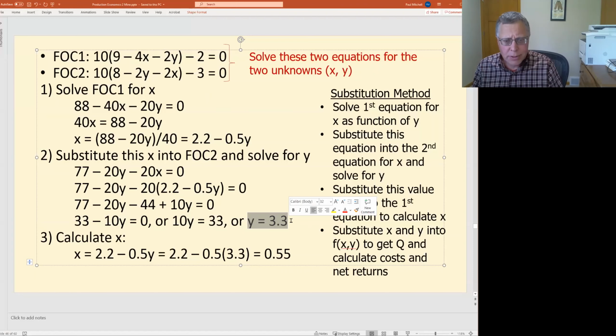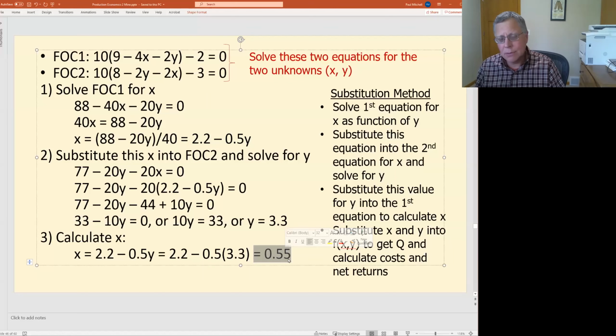So then you got your algebra here. You got y equals 3.3, and now we know back up here that x is equal to 2.2 minus 1/2 x, or I'm sorry, 1/2 y. So you just put that in here, and you do the math, and you get x is equal to 0.55. So there, we found the spot where the two lines intersect. And then if you want, you can calculate the output Q that goes with that. You can calculate the costs and the profits, or net returns, whatever you want to call it.